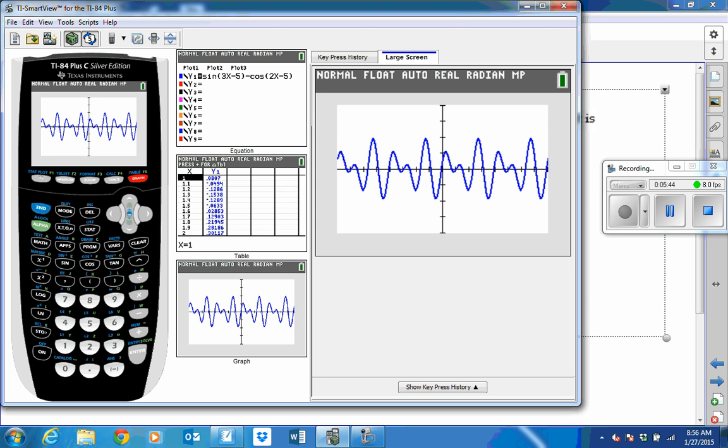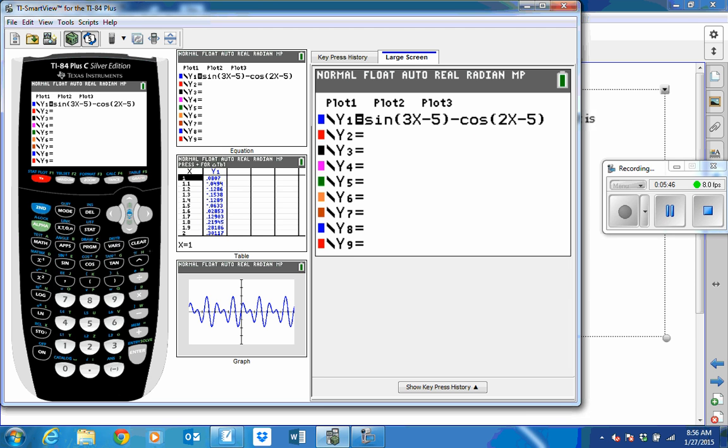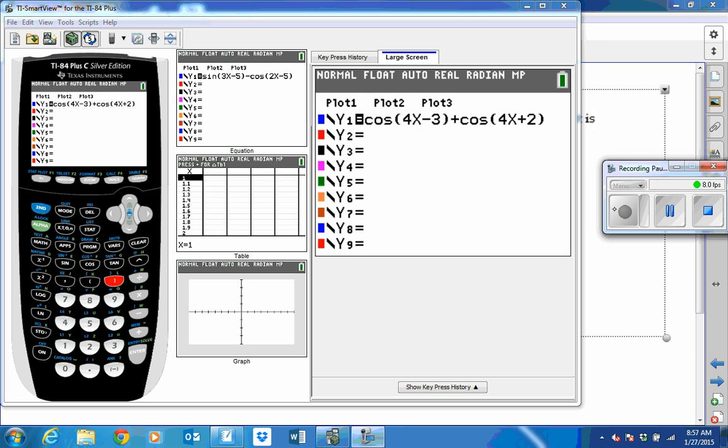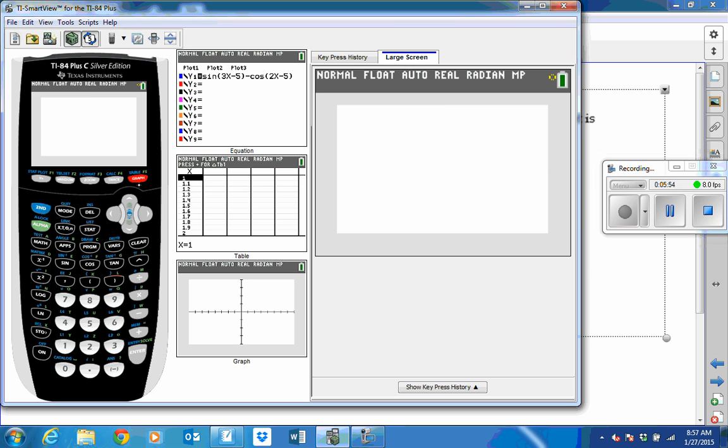Now let's look at our next example, part B, and let's clear this out. And if you need to pause this, please do so. All right, so I've put the function into the calculator, and let's graph it.